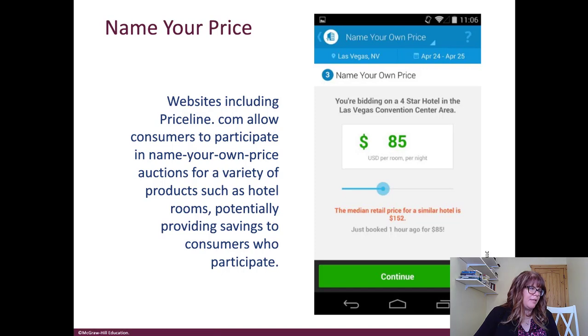So the name your price model is attractive to marketers for various reasons. It has a potential to help suppliers reduce inventory while generating additional revenue. It also potentially provides savings to customers.